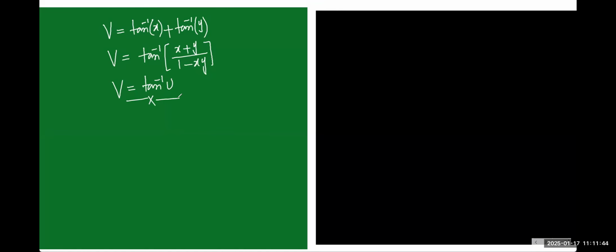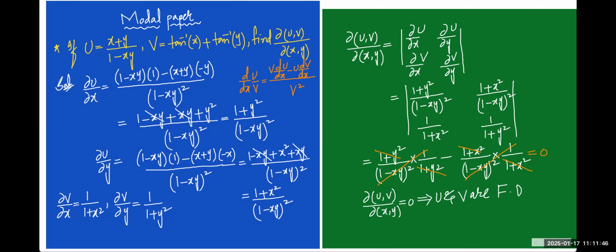This is the relation. So we have shown that the Jacobian value is 0, they are functionally dependent, and also the relation between them. So like that.